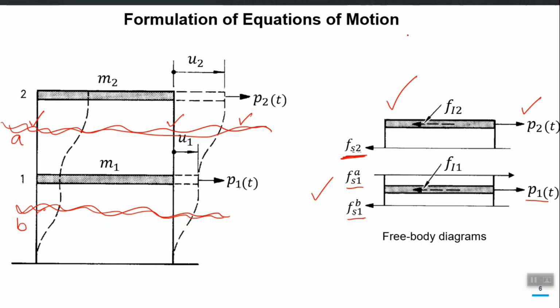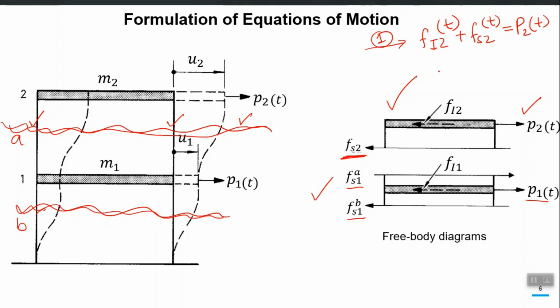So, it should be actually Fi2 plus Fs2 should be equal to P2 of t. Obviously, these forces will be a function of time also, because they are dynamic forces. So, the first figure will give you this equation, equation 1, let us say, right. So, Fi2 and Fs2 are on the left hand side, P2 is on the right hand side.